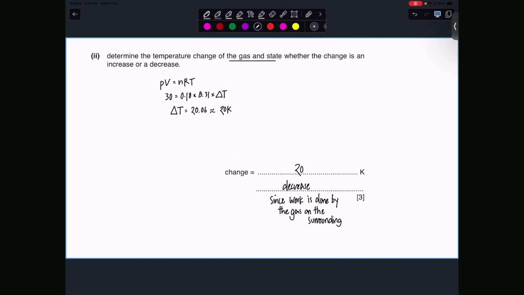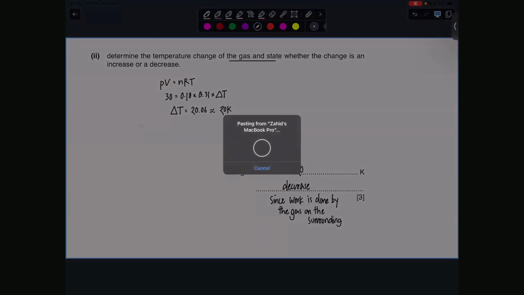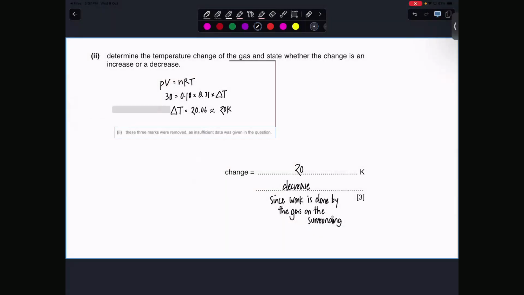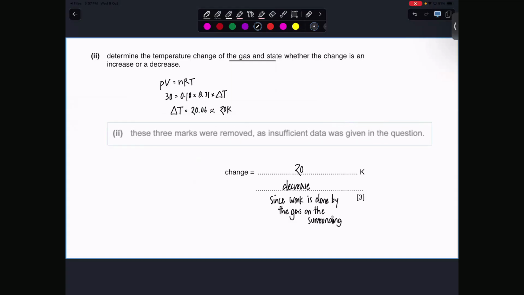Okay, there's one thing here. The answer for this in the mark scheme, I want to discuss this. This is one question they actually wrote in the mark scheme that they canceled. This was the question. I'll show you what they wrote. This happened like twice. I remember only 2 times ever happening. This is the answer. The 3 marks were removed as insufficient data was given in the question.